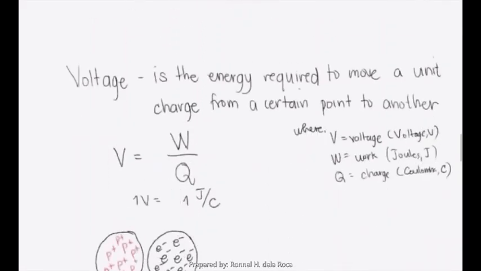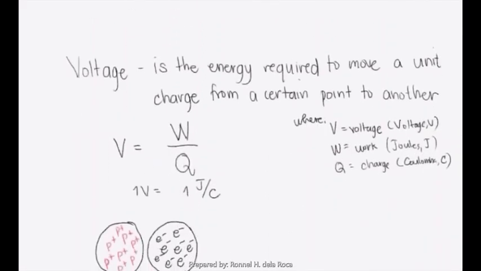Likewise, voltage is also the energy required to move a unit charge from a certain point to another. So the formula for voltage is V is equal to W over Q, where V is voltage measured in volts or V, W is work measured in joules or J, and Q is charge measured in coulombs or C. 1 volt is equal to 1 joule per coulomb.